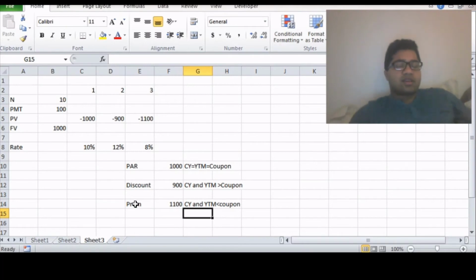The reason is, if you buy it at a discount, in addition to coupons, you are also going to get a capital gain. So you bought at 900, you get back 1,000, so that's a capital gain. If you buy it at a premium, you'll get a capital loss. You bought at 1,100 and you got back 1,000. So there is a capital loss. So that's why yield is less than the coupon rate in this case and yield is greater than the coupon rate in this case. So this equation is important. You pause it, you note it down and remember it for the exam.